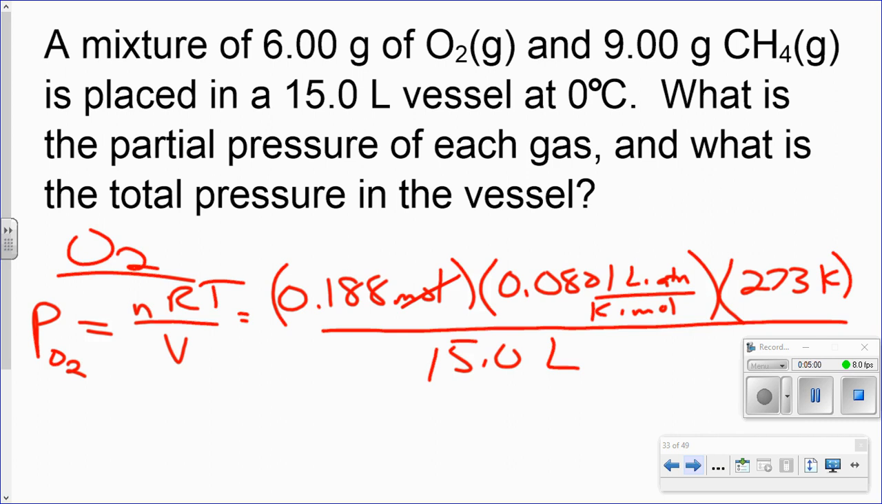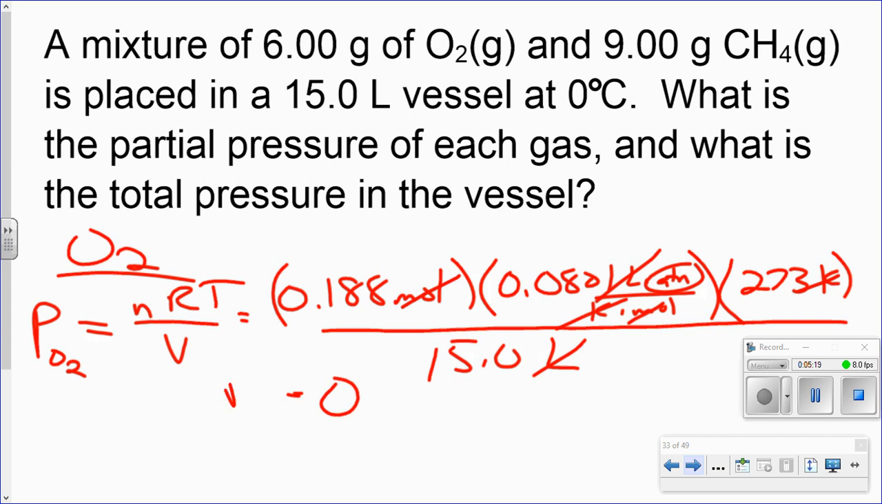So moles cancel, Kelvin cancels, liters cancel. We're left with the pressure. That's what we want. So let's take 0.188 times 0.0821 liters atmospheres over kmol times 273. Don't forget to press equals and then divide by 15. You end up with 0.280.